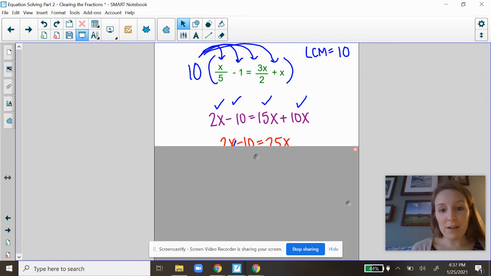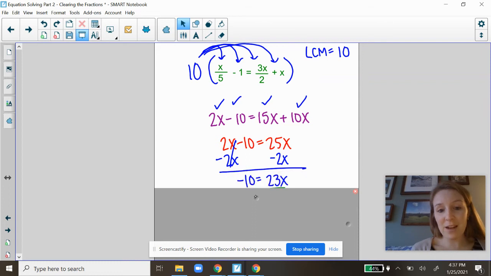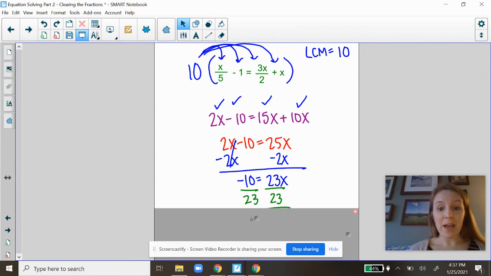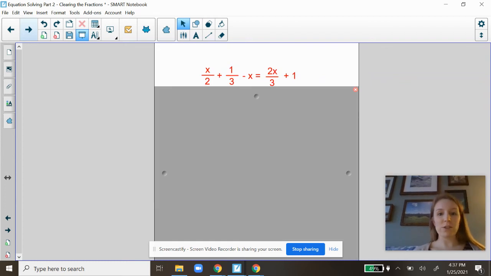So now we combine our like terms, right? 15x and 10x is going to get me to 25x. I'll move my 2x to the other side. So I end up with negative 10 equals 3x, excuse me. And so that tells me that x equals negative 10 over 23. All right, let's try another one.